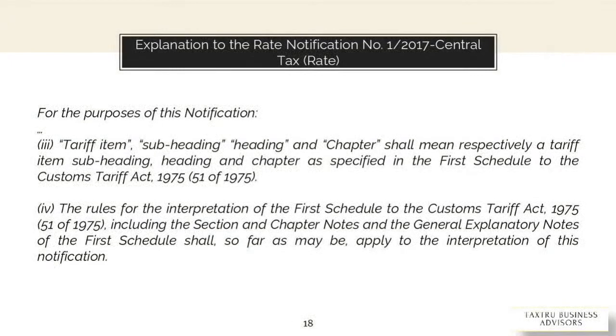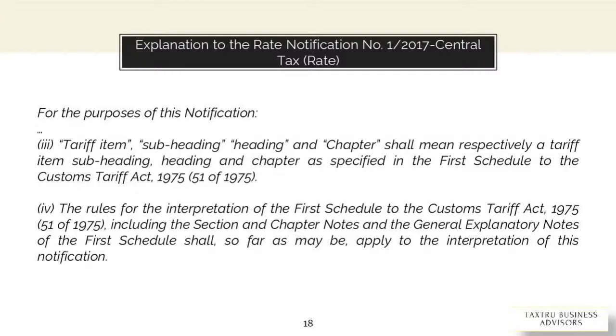Now, two very important points, and why they have given them: drafting entirely new interpretation rules would make it very difficult for the government to serve the purpose of standardization. If they wanted to standardize, obviously they wanted to standardize the litigation related to classification as well. So in this notification, in which all the rates are given, they said that tariff item, subheading and chapter shall mean respectively a tariff item, subheading and chapter as specified in the first schedule of the Customs Tariff Act.